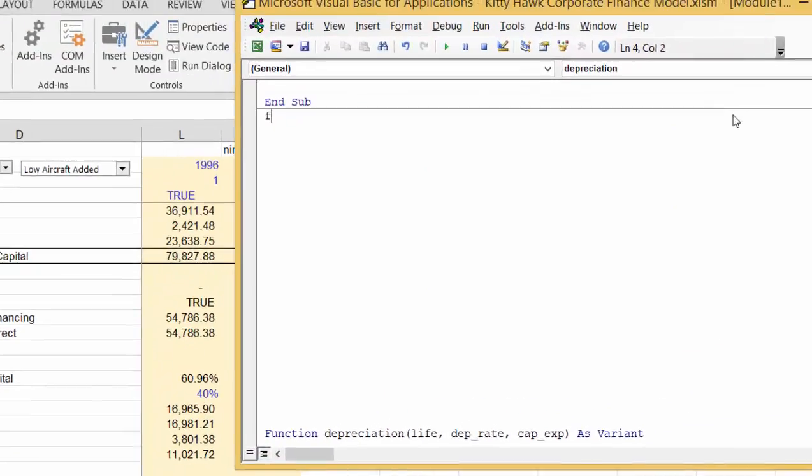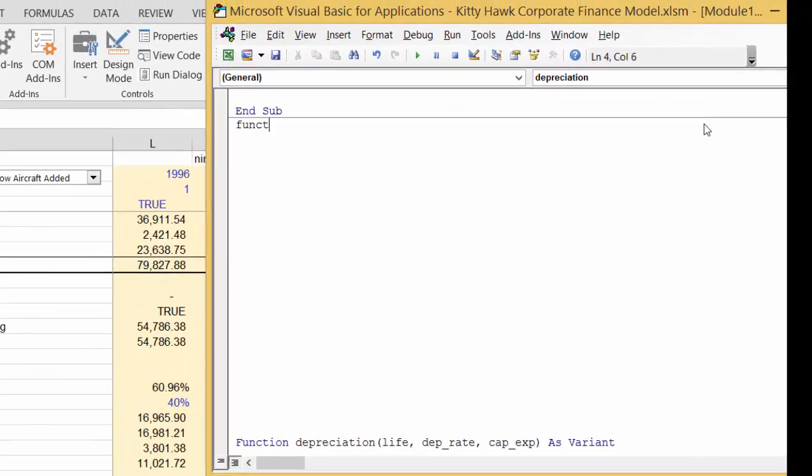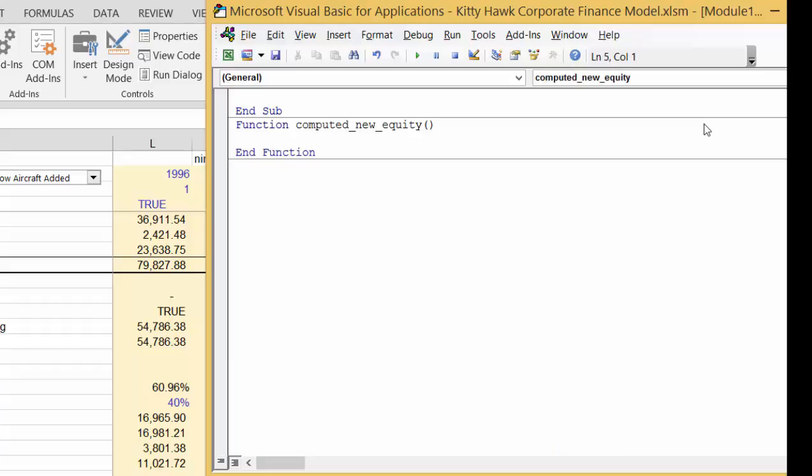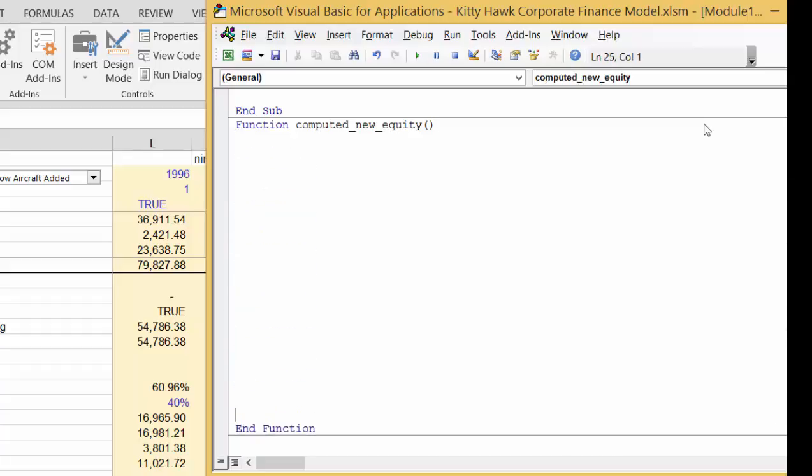Let's put function, computed new equity, and put it all the way down. And somewhere, of course, we're going to need the computed new equity. Okay, equals, let's put 999.